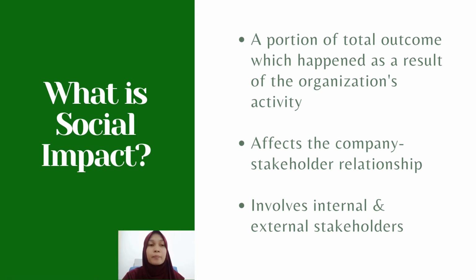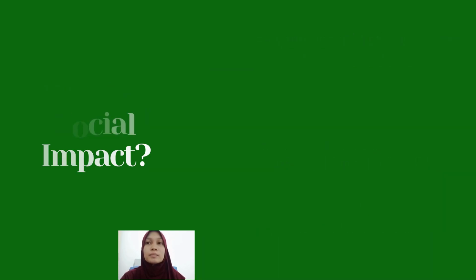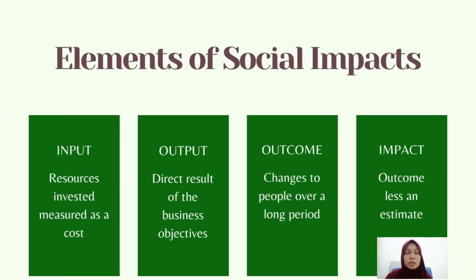What is social impact? Social impact can be defined as a total outcome that happened because of the activity of the organizations. In other words, it includes anything that affects company stakeholder relationship that involves internal and external stakeholders such as investors, employees, customers, and government agencies. We will move to the elements of social impact.